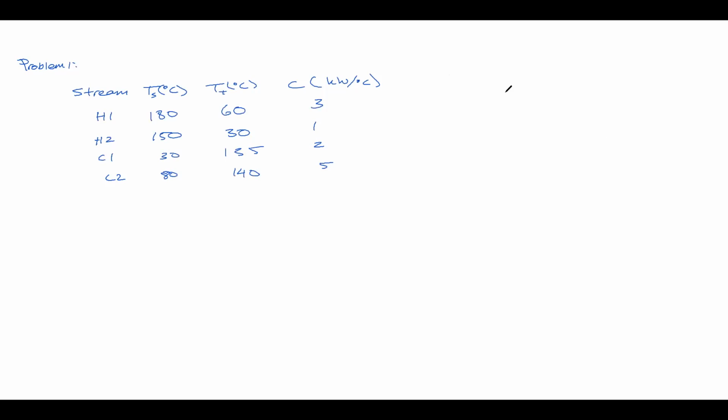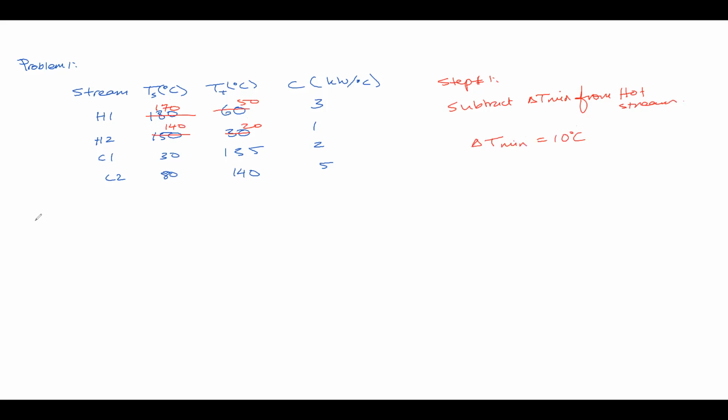Step one is to subtract delta T minimum from the hot streams, right? In our case, we're given delta T minimum to be equal to 10 degrees Celsius. What I'm going to do is subtract it from these streams. So this becomes 170, this becomes 50, this becomes 140, this becomes 20, right? So this is the first step. I'm just subtracting delta T minimum.